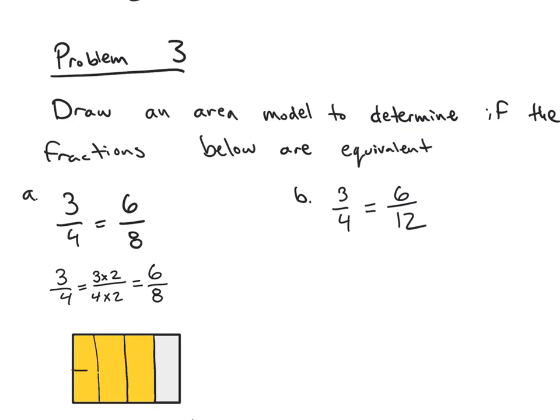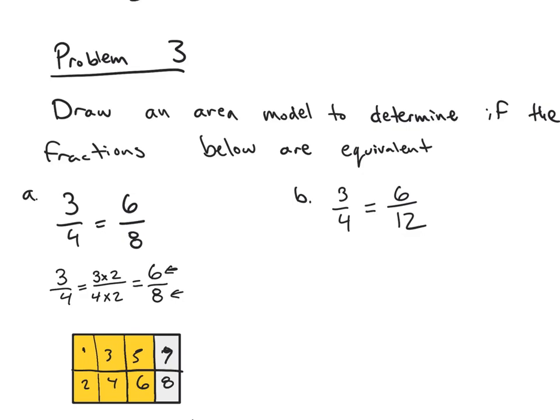Oops. And I can see that I went from 3/4 to 1, 2, 3, 4, 5, 6 out of 8. So 6 parts are shaded in, 8 parts total. So I've checked 2 ways that those fractions are indeed equivalent.